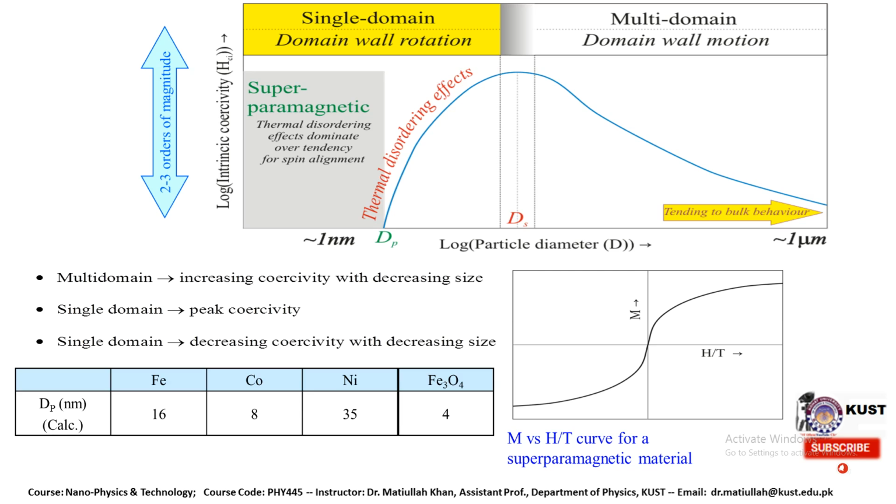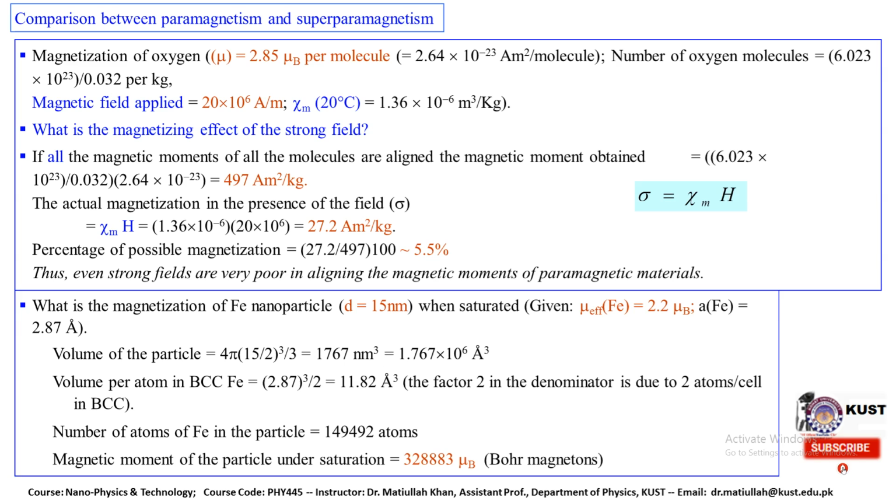But what would happen if we have single domain instead of multi-domain? We can get the peak coercivity, and there is decreasing coercivity with decreasing particle size. In case of single domain there is decreasing coercivity with decreasing particle size, so there is a direct relationship between them. If we compare these values, it is clearly shown how the coercivity changes with the particle size.